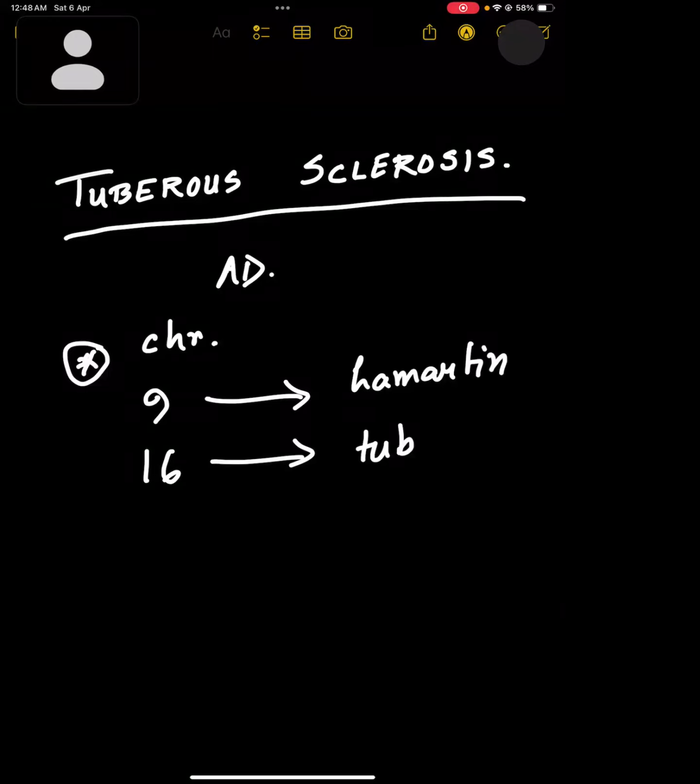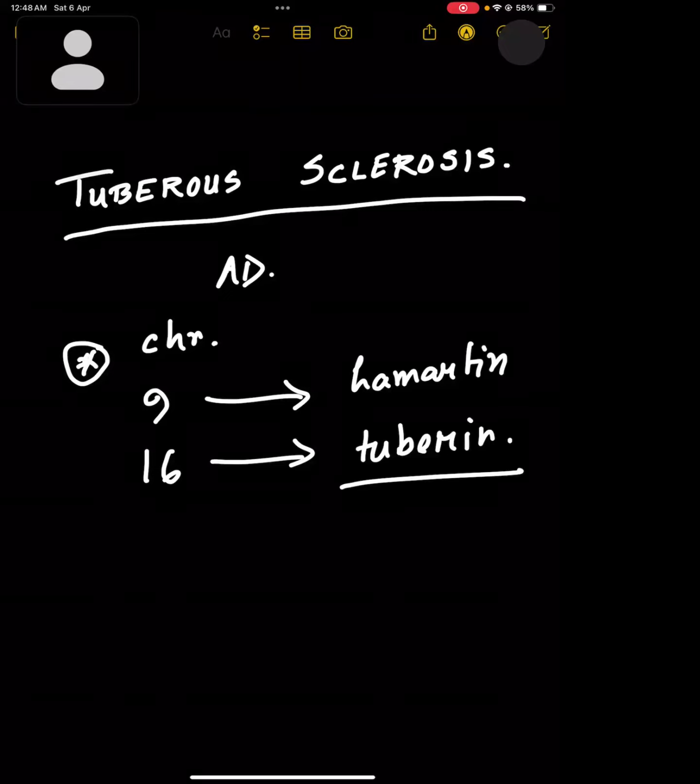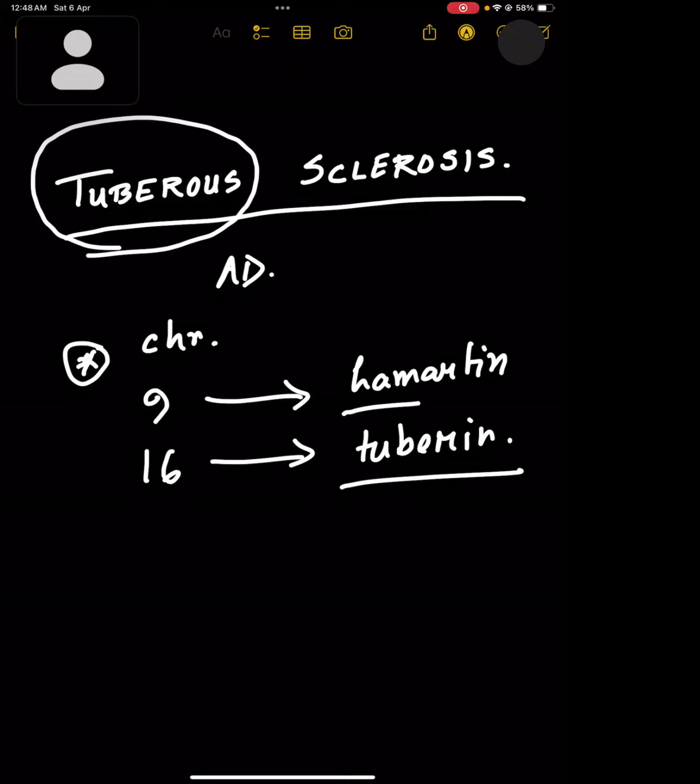Tuberous sclerosis, from here you can easily remember the name, right? It's almost similar to the name tuberous. So tuberin, you can remember like that. Another one is hamartin, like hamartoma type of tumor it can have. So these two names are also important, but most important, the chromosome number 9 and 16.